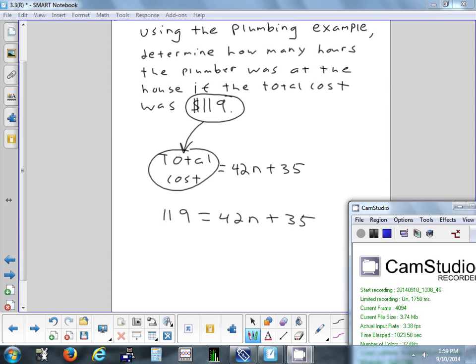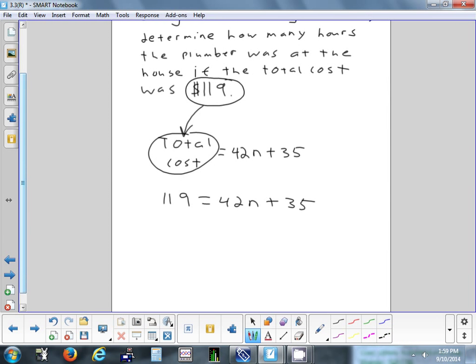So remember the steps to solve it are SAM. Simplify. Is there any distributive property you need to do in this problem? Do you have parentheses you need to distribute? No, there are no parentheses. We're going through that checklist one at a time. Are there like terms on the same side that we need to combine? No. So step one, simplify, we don't have to do it in this problem.